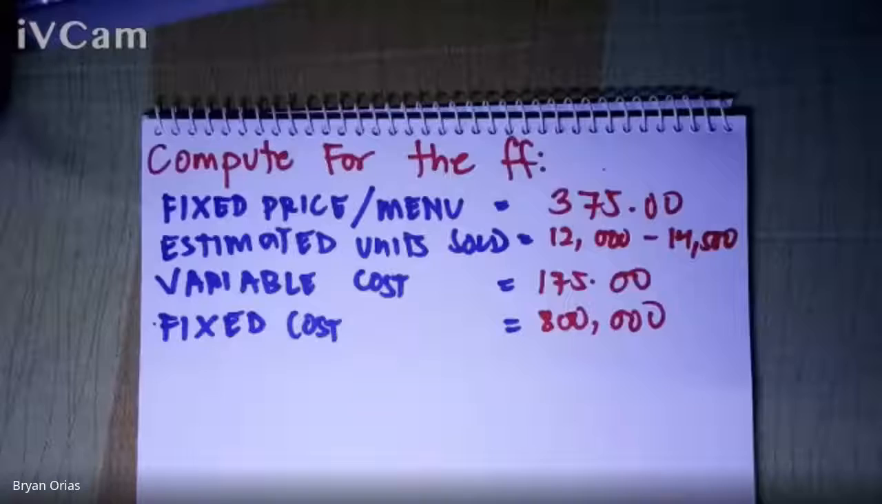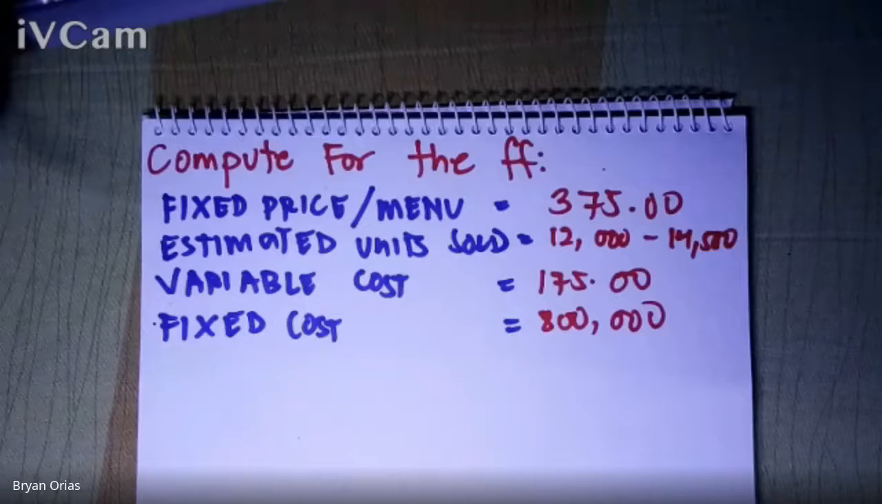Tapos, yung ano po, yung ano ba ito? Variable cost. Yung variable cost po, 4,499,825. Plus 99% po. Mhm. Tapos, yung sa 14,500 po, 5,437,325 plus 99% po.